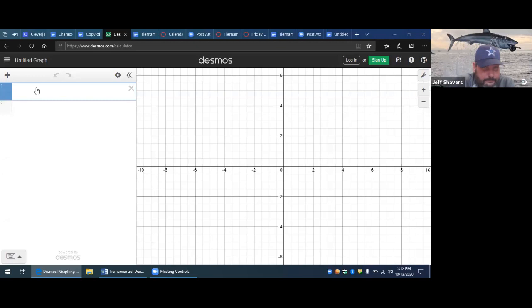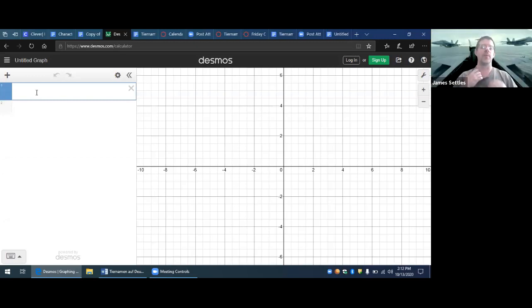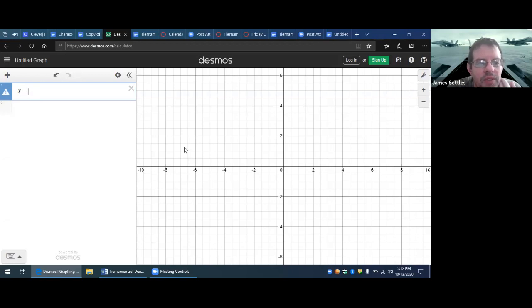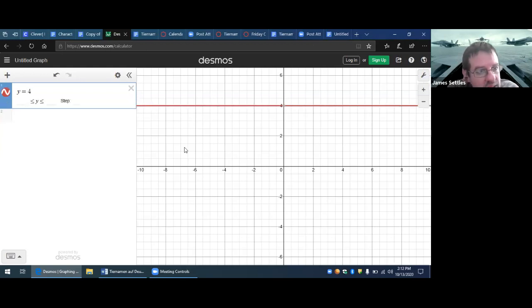There you go. All right, so let's type y equals. Yeah, you're good. It's capitalizing it for some reason. Do you got your caps on? There you go. Y equals, and then 4, parentheses. Hold on.